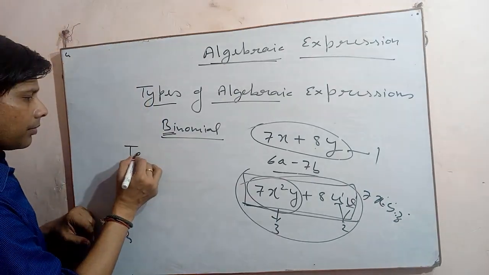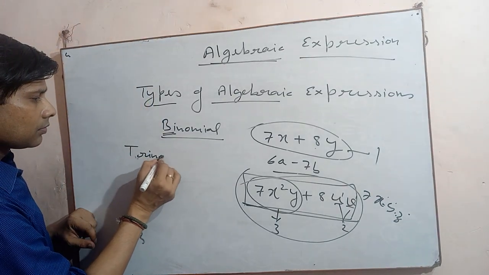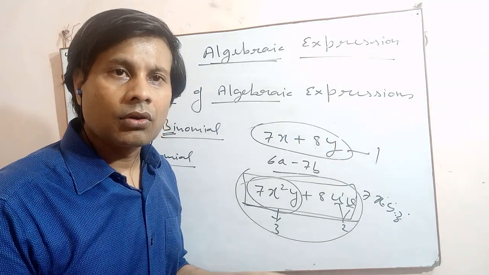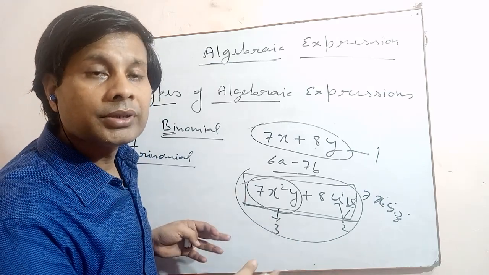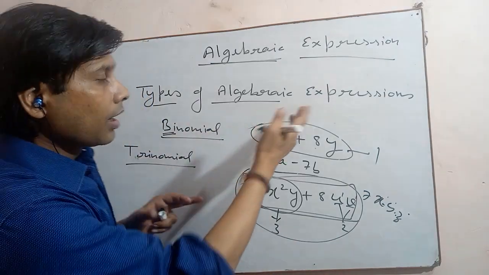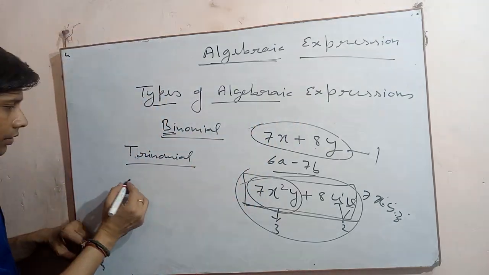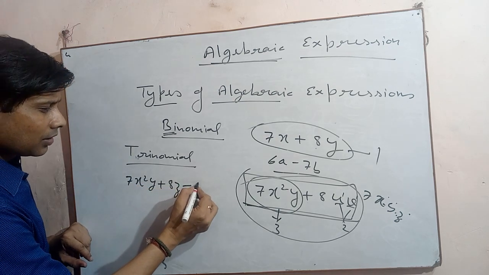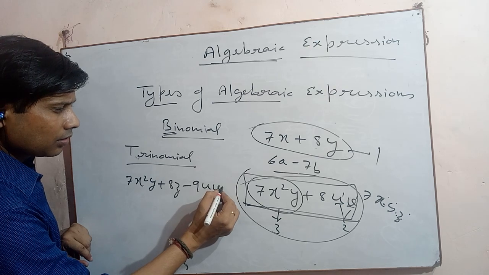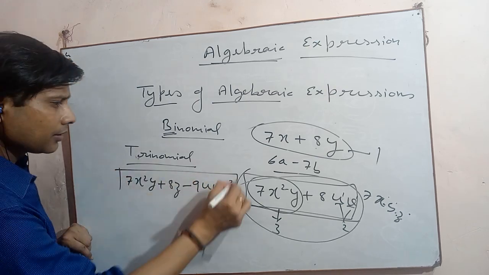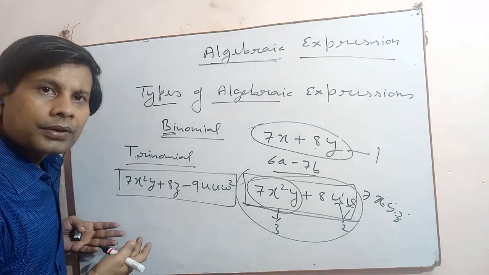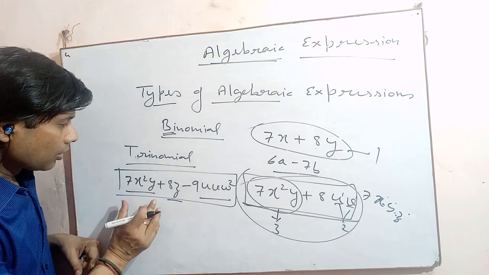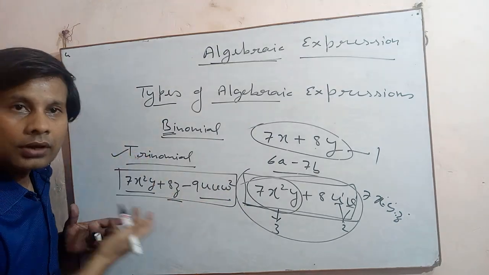And think about the next type, that is trinomial. This is also the sum or the difference of three monomials. Three monomials means the expression has three terms only. Suppose there is 7x square y plus 8z minus 9uv square. Look here, there are three terms: first term, second term and third term. So with three terms, it is named a trinomial.